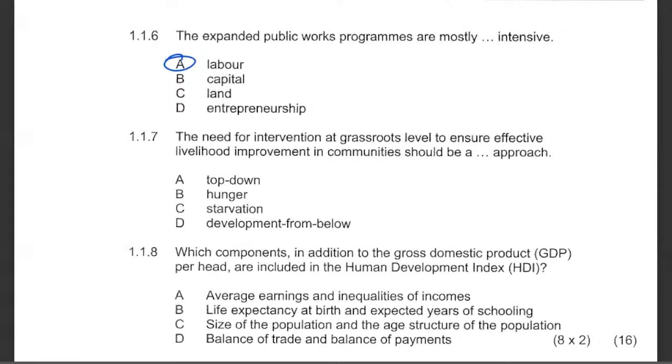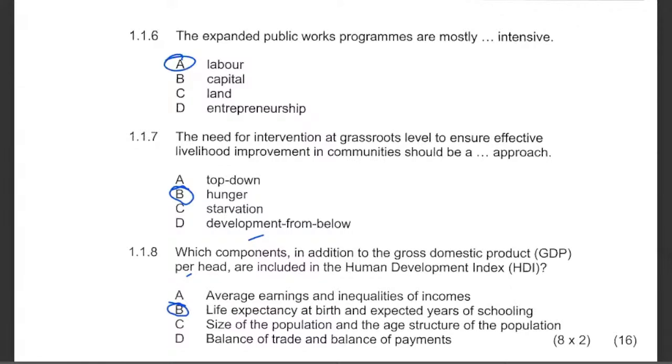It reads as follows: The need for intervention at a grassroots level, to ensure effective livelihood improvement in communities, should be a hunger approach. Okay, right. So now let's move on to the last question under multiple choice, which is 1.1.8. Which components, in addition to the gross domestic product per head, are included in the Human Development Index? So now our appropriate answer in this regard is going to be B.